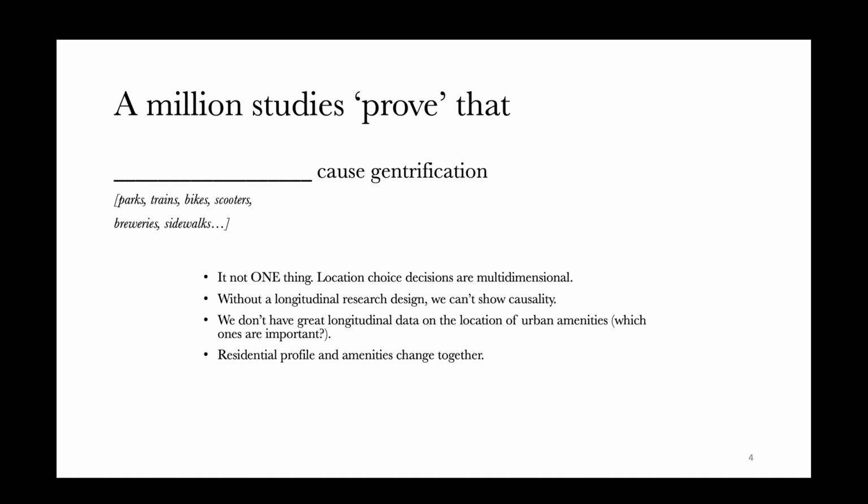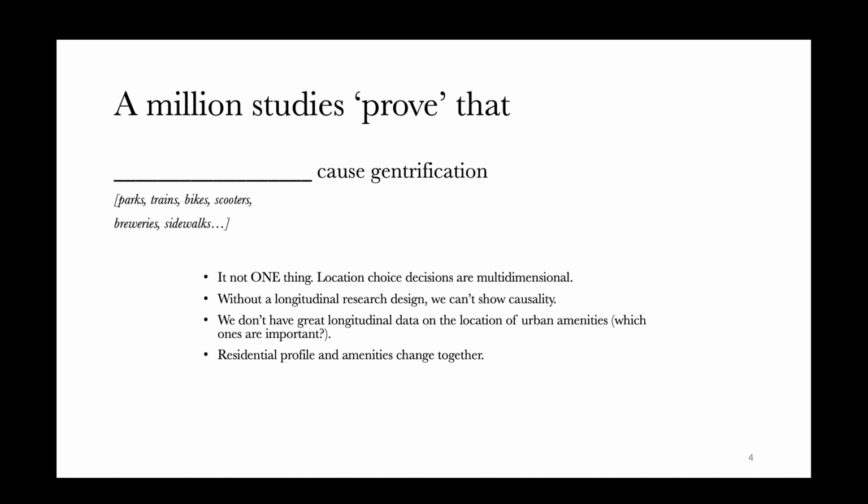The other pet peeve is that unless you have longitudinal data or research design, you can't show causality. That we know. And we don't have great longitudinal data on the location of all the potential urban amenities that might spur these changes. And we don't know which ones are important because we're kind of stuck or limited to the types of spatial data that might be readily available. We might be missing what is important when giving rise to these sorting patterns and neighborhood changes. And we also know that the residential profiles and amenities are changing together.